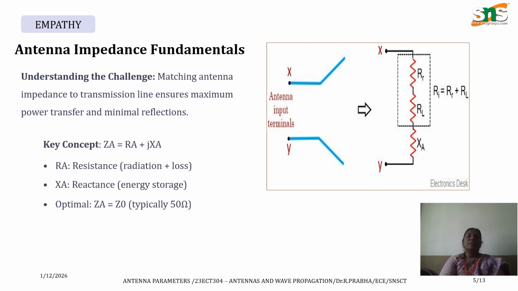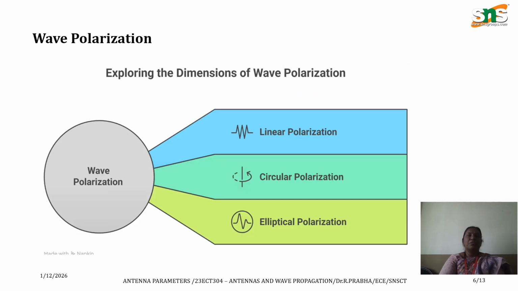Here RA is the resistance of the antenna, which is again classified into loss resistance and radiation resistance. The imaginary part of the antenna impedance is denoted as XA, which is the reactance or energy storage. The optimal value of ZA is equal to the characteristic impedance Z0, typically 50 ohms.